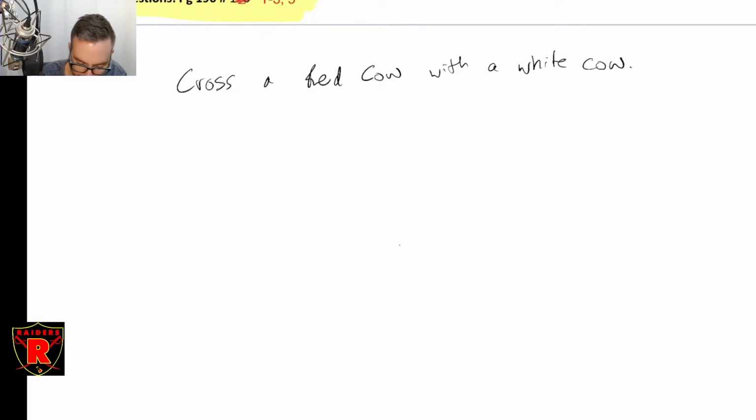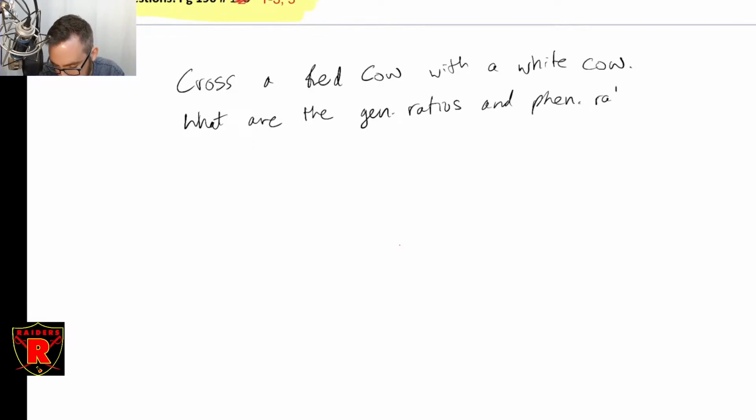Okay, so I want you to imagine this scenario where we are going to cross a red cow with a white cow, and what are the genotypic ratios and phenotypic ratios of the offspring? Okay, just like a potential sample question here.